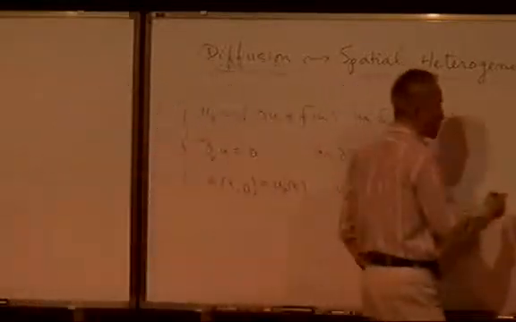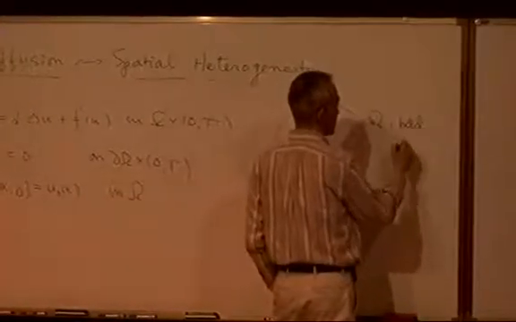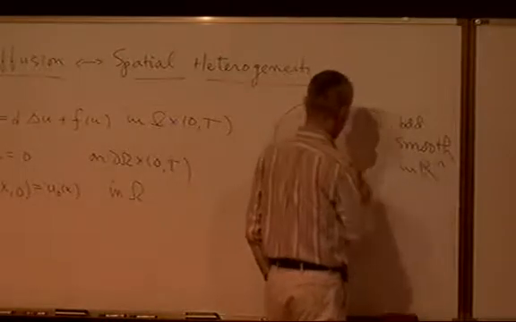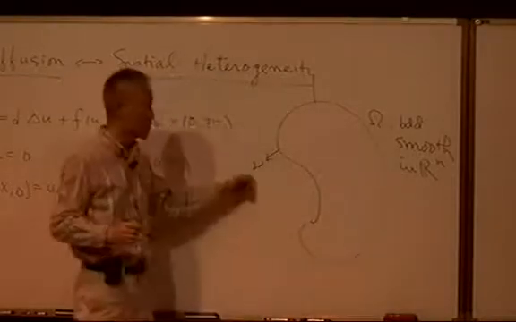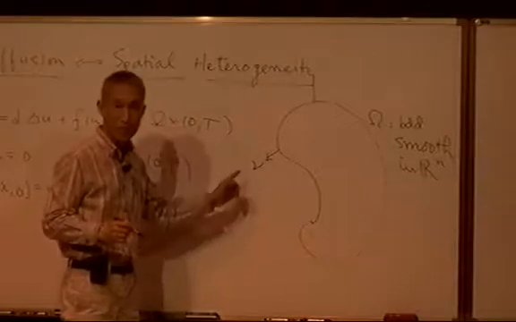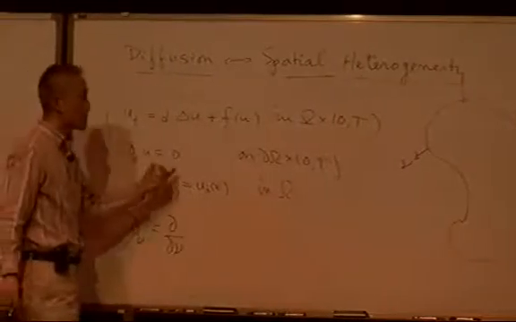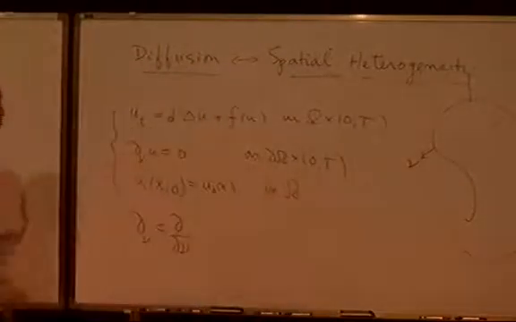So this is what I'm going to talk about. Omega will always be a bounded smooth domain in R^n. Always. And we always talk about Neumann, which means we have a normal derivative, with nu the unit outer normal. This simply means the normal derivative, d/d nu. So this basically says there's no flux coming out of the domain or going into the domain. No flux across the boundary.